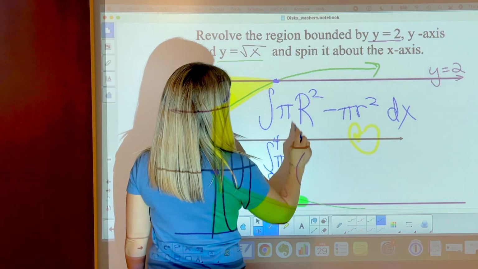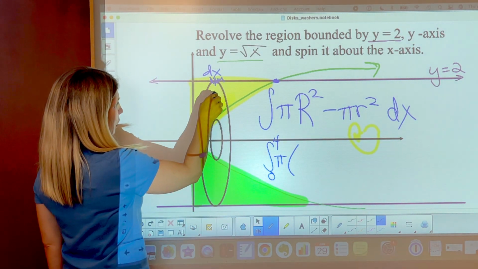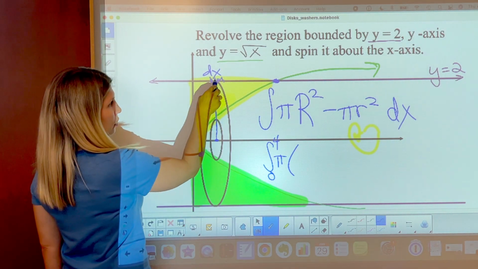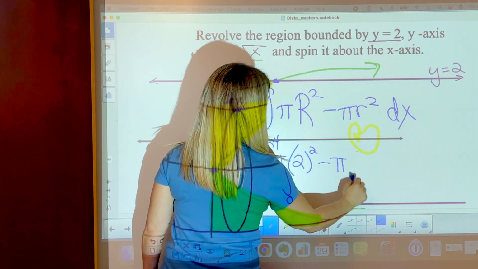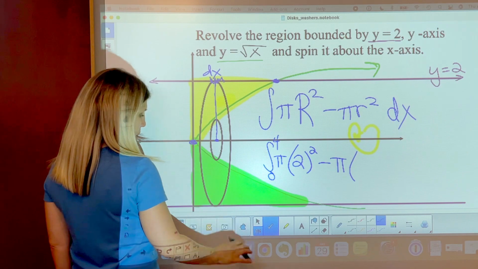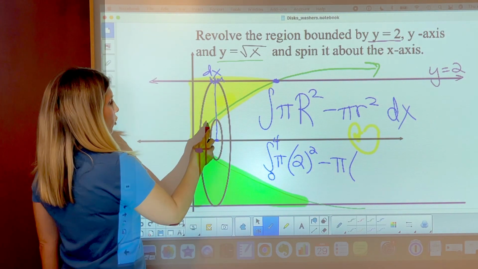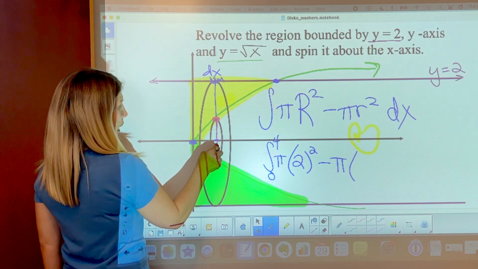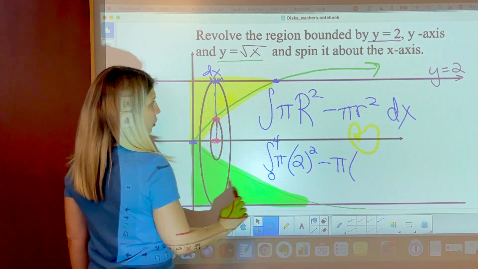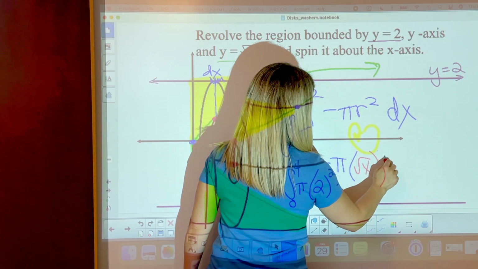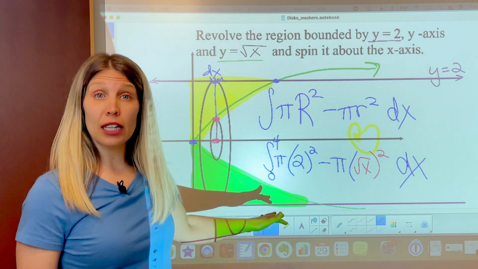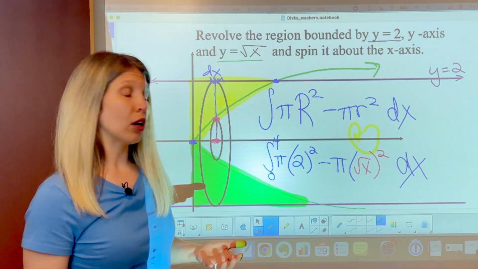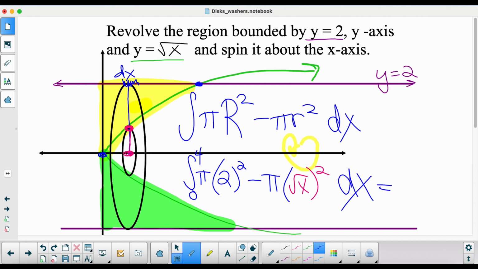Pi, now our big radius. What is our big radius? Well, if you go from here all the way down, it starts at 2 and it goes down to 0. So our big radius is 2 this time. Minus pi, what's our small radius? Well, our small radius starts at the function and goes down to 0. So our small radius is the square root of x squared, dx. So again, you can clean up that equation, stick it into your y1 in your calculator. So the answer to this, when you round, will be 25.133.